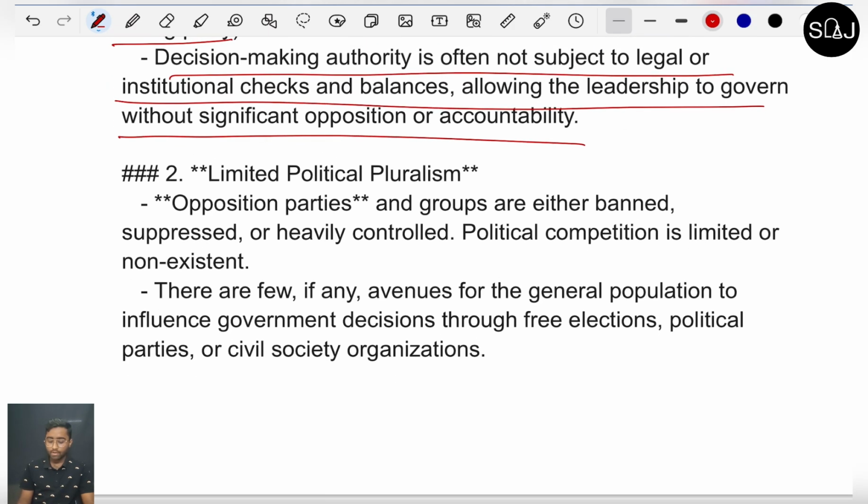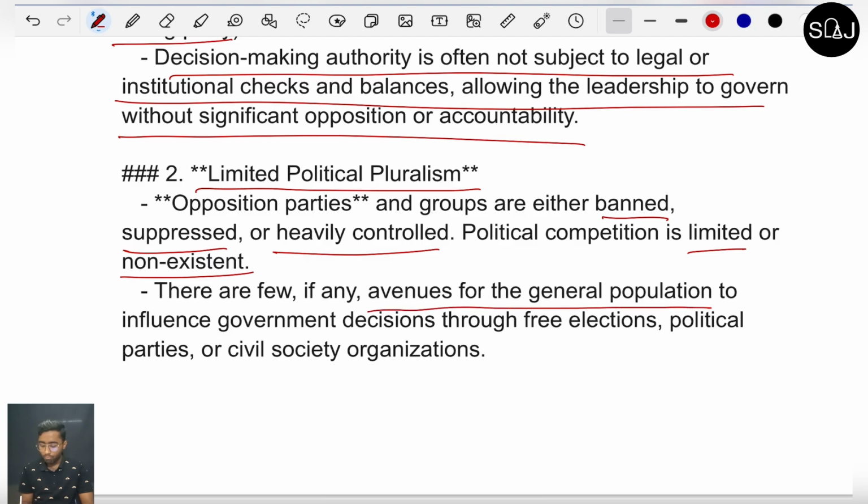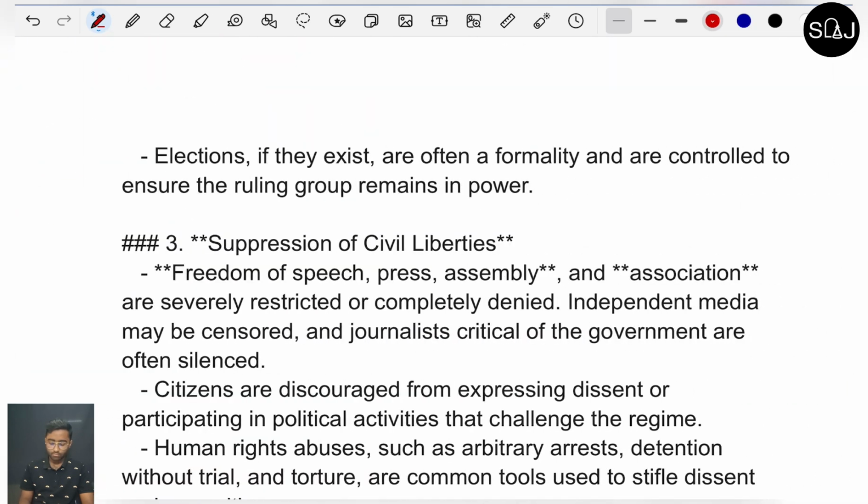Now, the next thing, limited political pluralism. Opposition parties and groups are either banned, suppressed, or heavily controlled, and political competition is thus limited or non existent. There are few, if any, avenues for the general population to influence government decisions through free elections, political parties, or civil society organizations. Elections, if they exist, are often a formality and are controlled to ensure the ruling group remains in power.